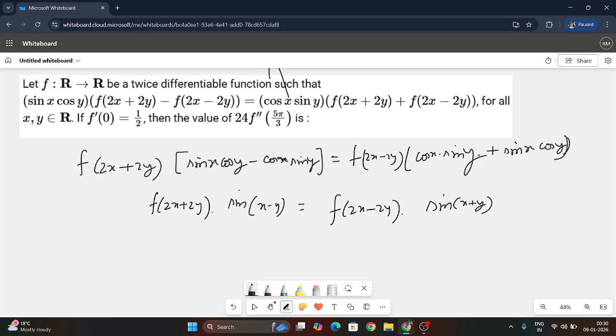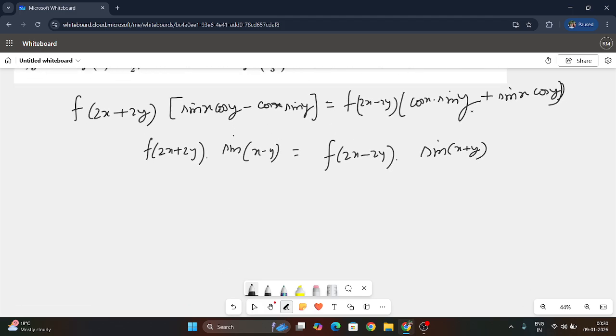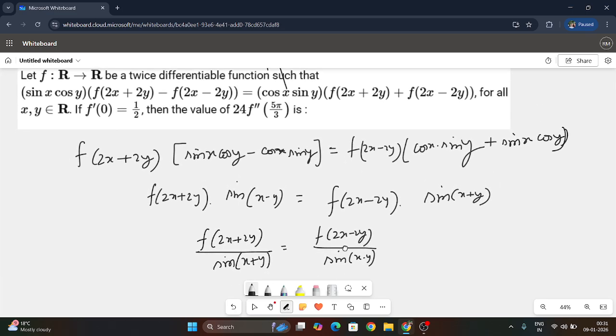Now these things you can write like this also, and you will observe a symmetry. Which type of symmetry? Let's talk about that. f(2x plus 2y) divided by sin(x plus y) equal to f(2x minus 2y) divided by sin(x minus y). Okay, so this is what you have, and what is given next. So f dash 0 is equal to 1 by 2 is given.